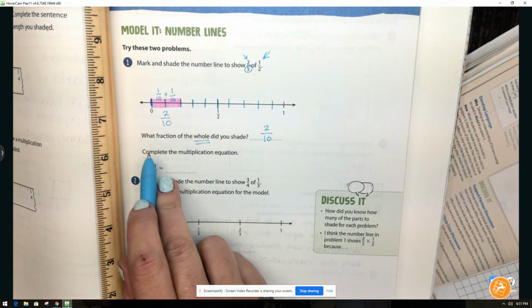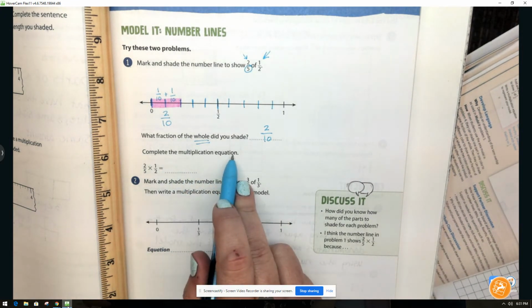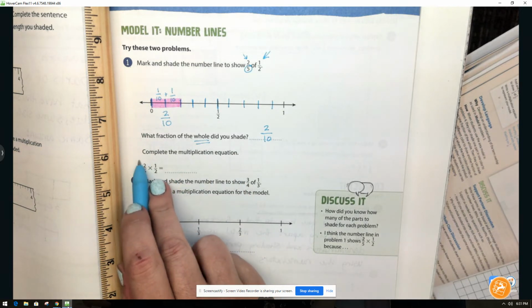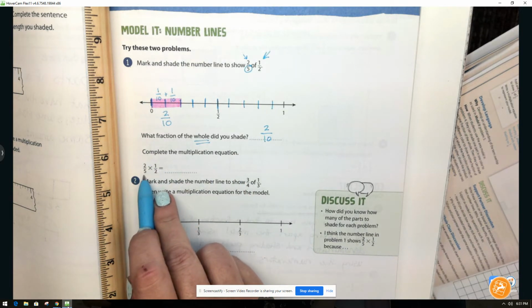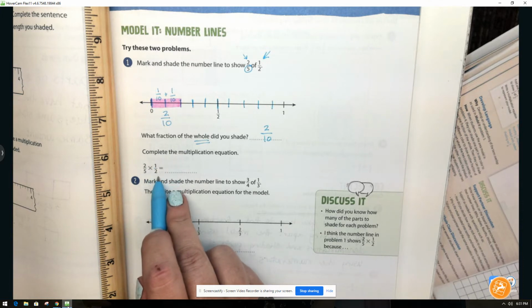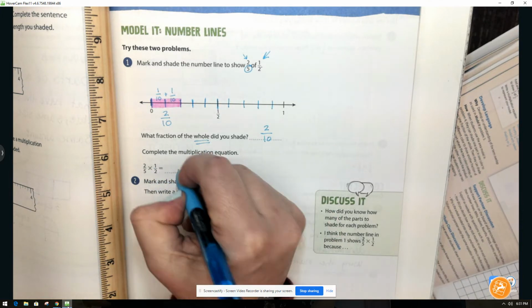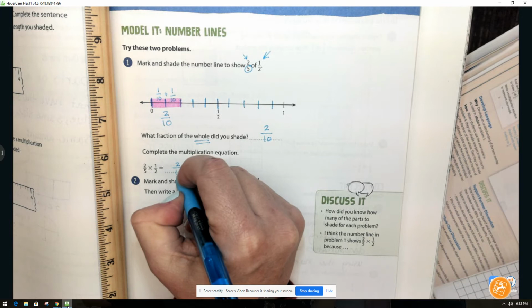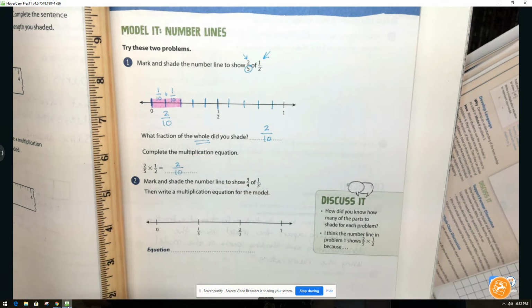Now, to check our answer, we're going to complete the multiplication equation. 2/5 of 1/2, or 2/5 times 1/2 equals 2/10.